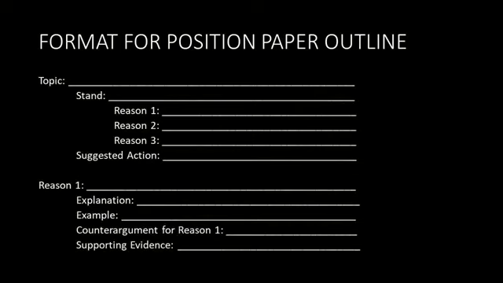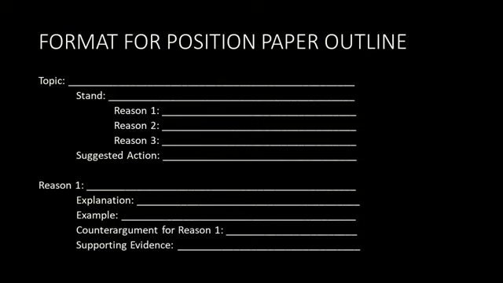We begin with reason 1 as the first sentence, followed by the explanation for reason 1, an example for reason 1, a counter argument for that reason, and a supporting evidence which will enhance reason 1 or negate the counter argument. So we will do that for every single reason.